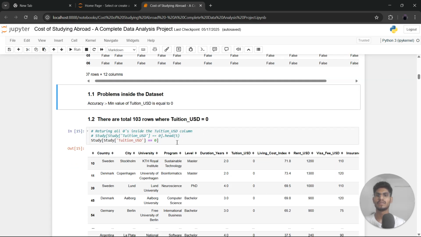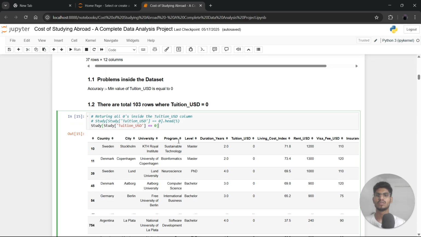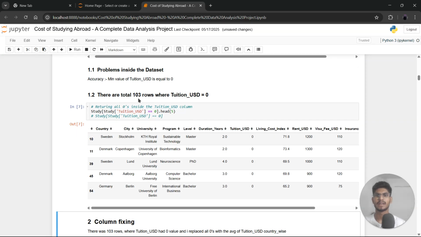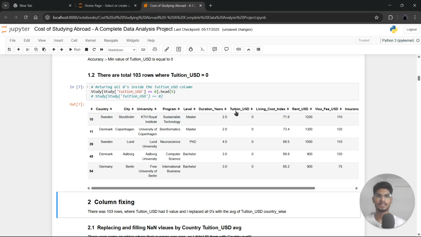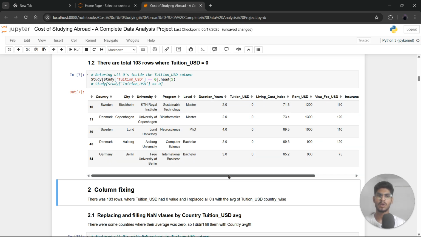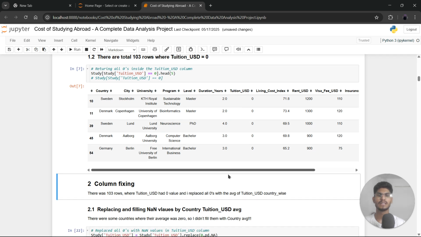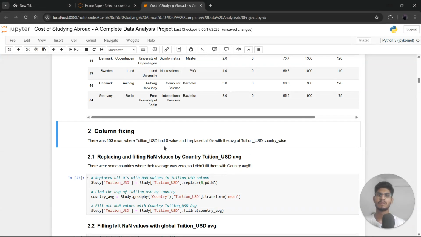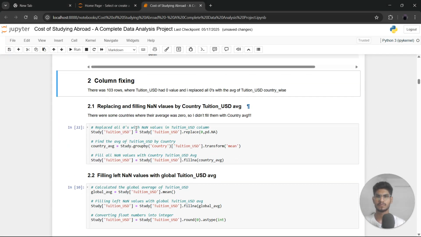So we got it. Now we are using this function to get to know the number of zero values we have. Let me show you. In total we have 103 rows where tuition USD is equal to 0; you can see the top 5 rows, which are 0 0 0 0. That is a problem because no country will let you study just for free. So we will be solving this problem now.